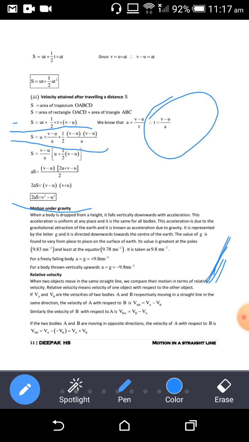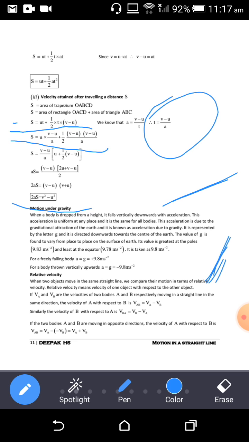Okay. So next what we are going to do is we have taken that V minus U by A as common, and the left out thing will be U plus half into V minus U. So rest of the things are mathematics, which can be written as AS is equal to V minus U into 2U plus V minus U divided by 2. So 2AS is equal to V minus U into V plus U. So therefore 2AS is equal to V square minus U square.